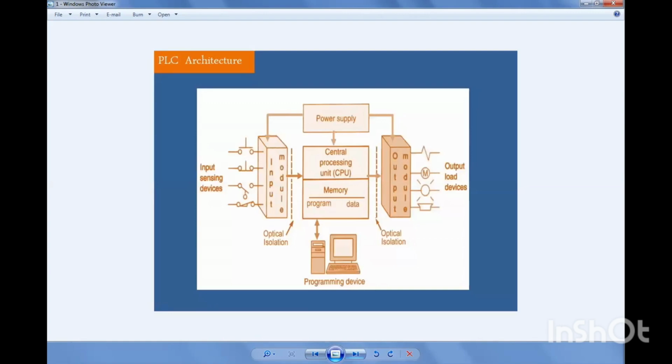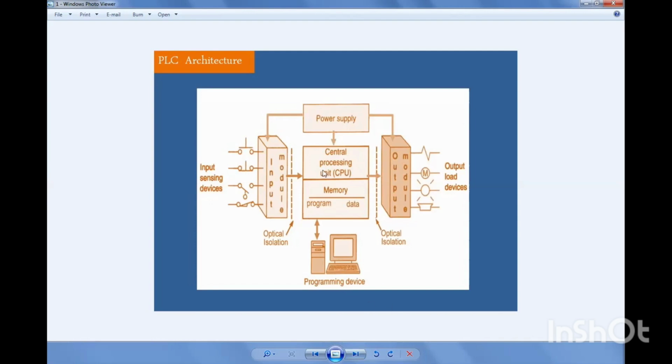Let's move on to the PLC architecture. As I have already told, it is similar to our personal computer, right? Our personal computer, obviously, has a processor, correct? So it has a processor, which is the brain of the control system.